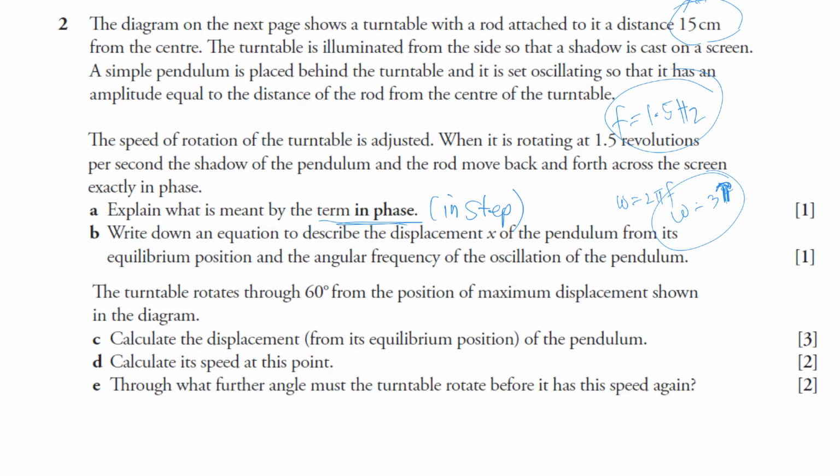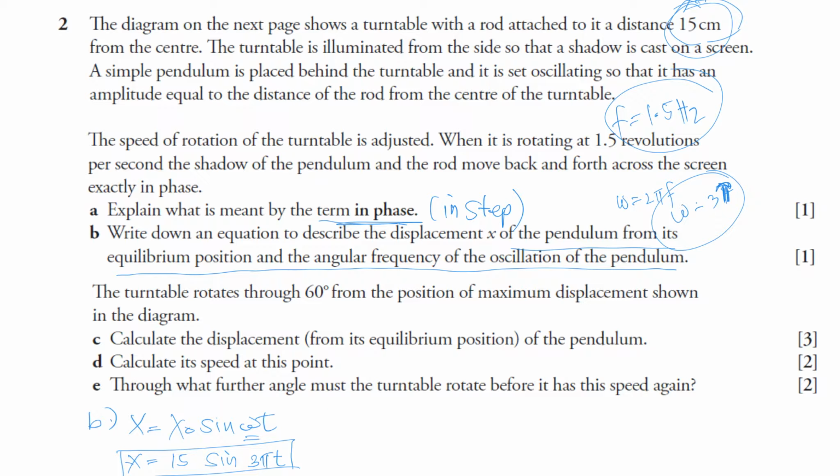Let's go to B. In letter B, write down the equation to describe the displacement of the pendulum, position, angular frequency, and so on. I'll just write for letter B. The original equation is x, displacement at any point in time, can be calculated using x = X sub O sine omega t. We know this particular formula. Now putting all the values, we have X sub O is 15 here. So 15 is our X sub O, maximum amplitude. It is in centimeter. Sine, and omega is given 3 pi. So you can say 3 pi times t. Then this is now the equation that is asked for letter B.